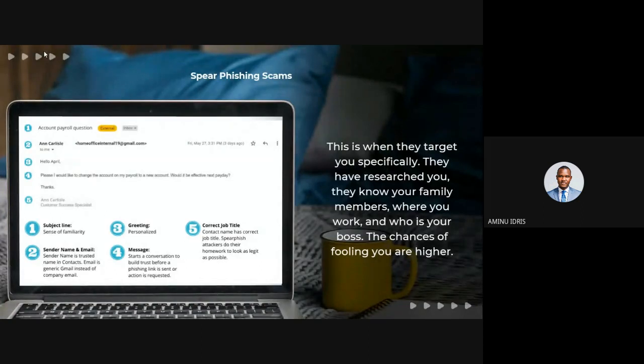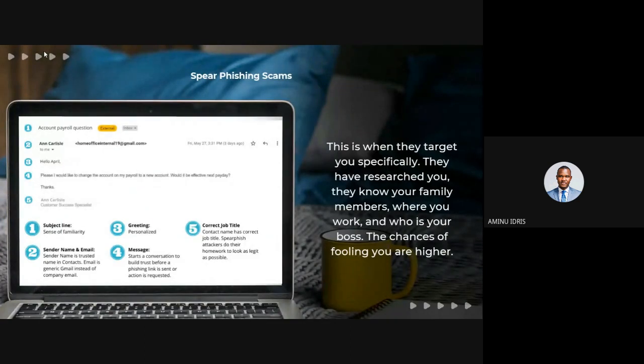Some people are using their date of birth as their password. And once it is their birthday, they will start posting. A lot of things are there. So they will research about you. They know your family. They know your members. They know your working place. They know your boss. So the chances of fooling you are very, very high.